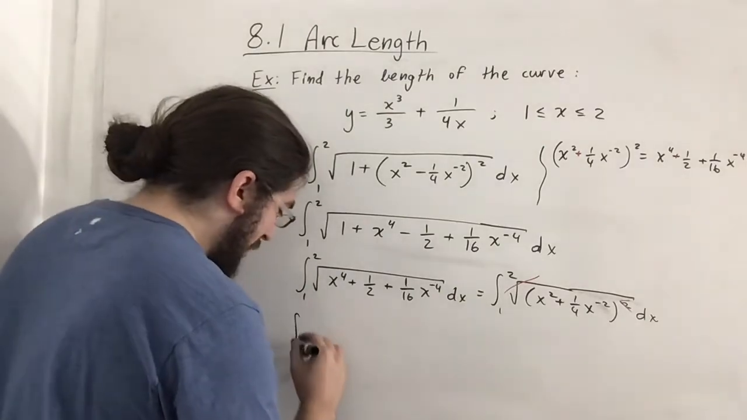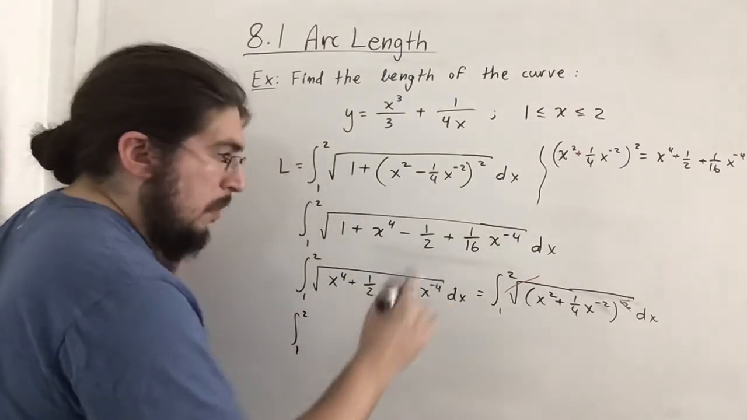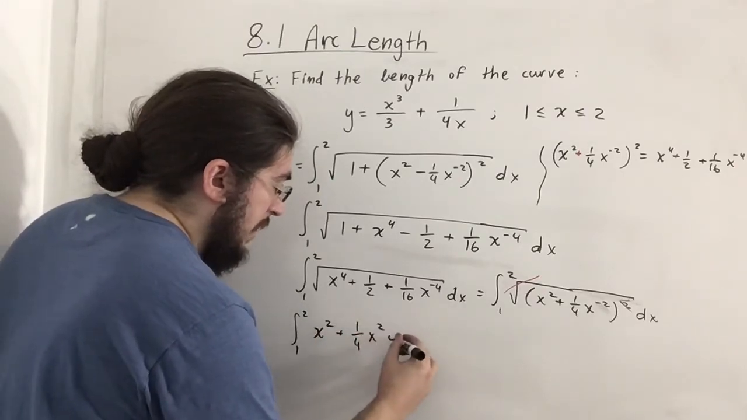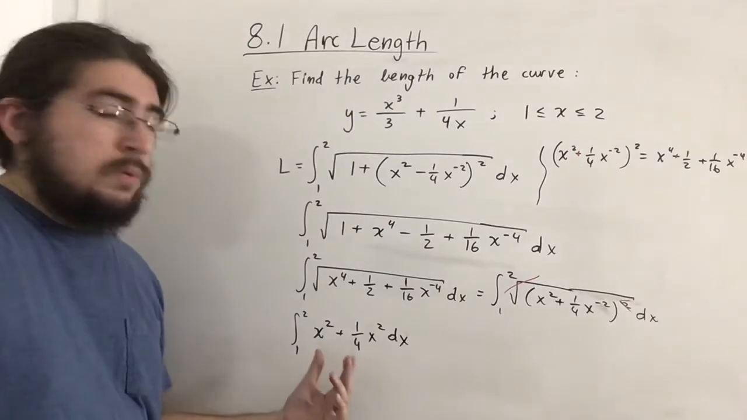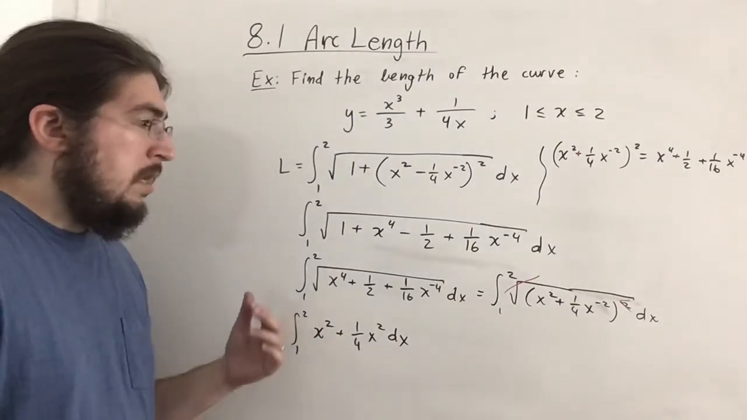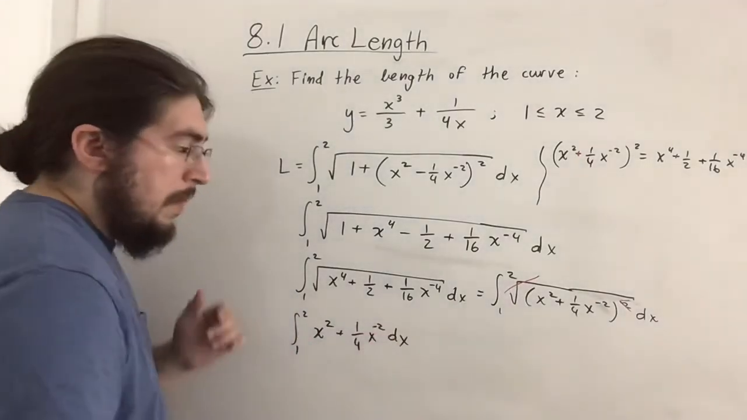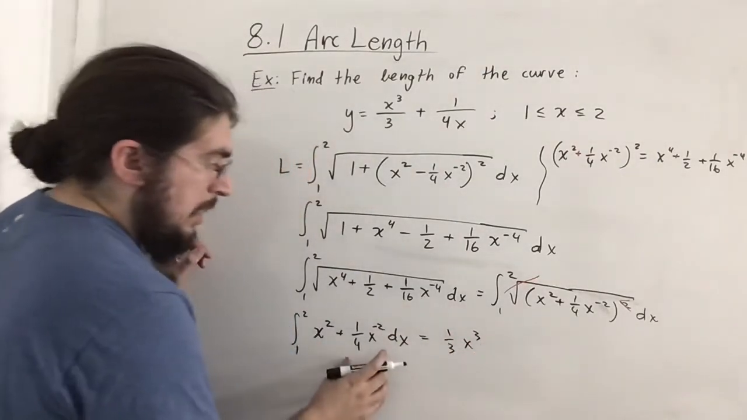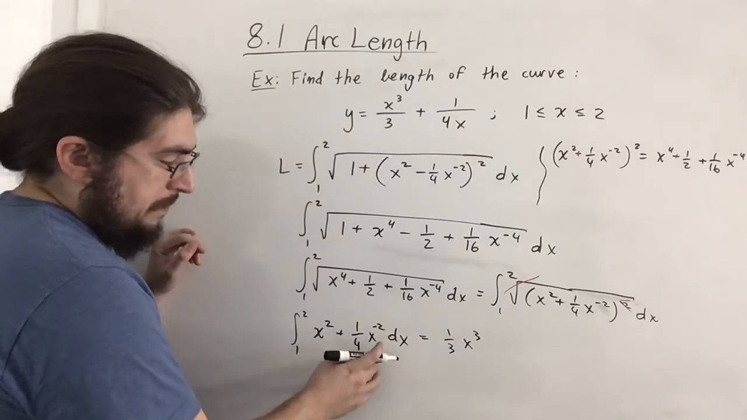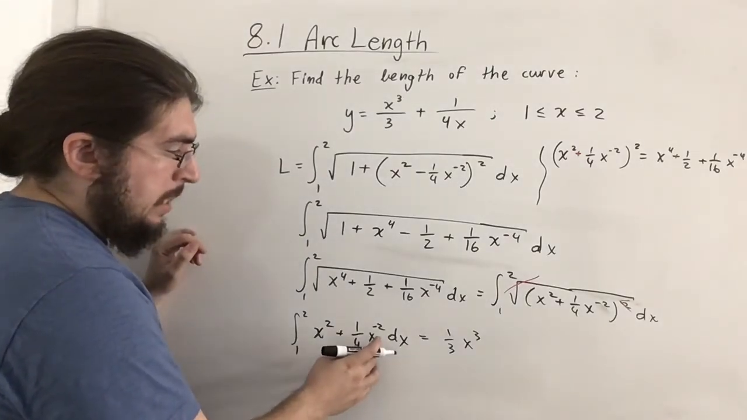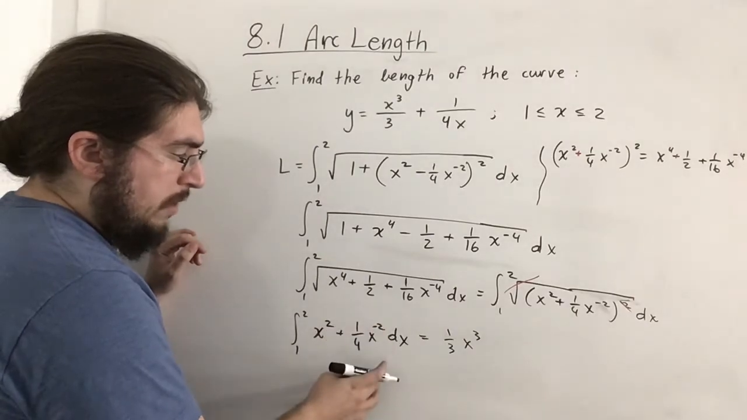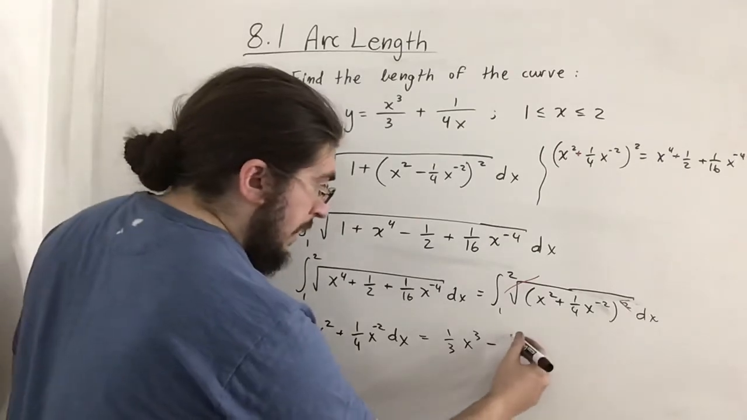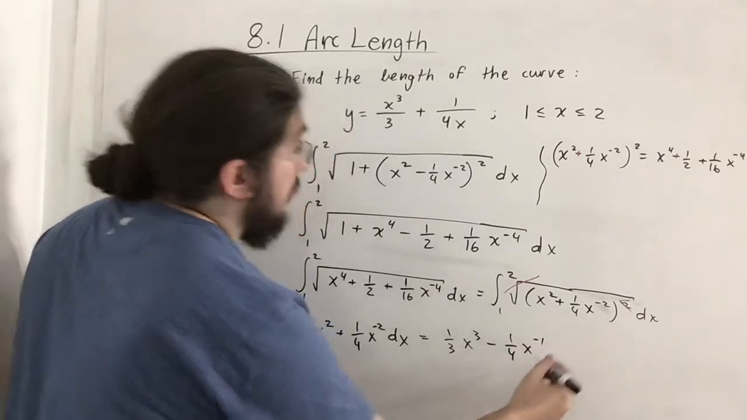So now we finally have the integral from 1 to 2, no radical anymore, of x squared plus 1 over 4, x to the negative 2, dx. This part is super simple because we can just find the antiderivative of each of these terms by power rule. Antiderivative of x squared is 1/3 x cubed. Antiderivative of this is, well, let's see. It's going to be x to the negative 1 over negative 1 times this, because you add 1 to the power and divide by that power. So it's going to be minus 1/4 x to the negative 1.